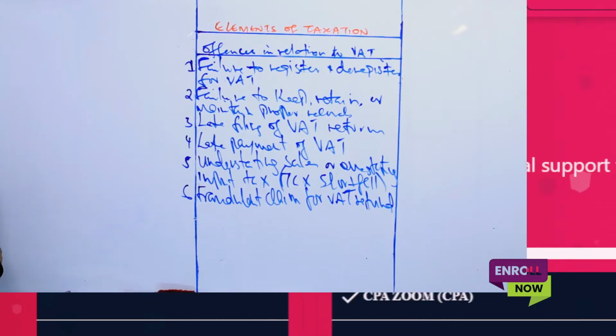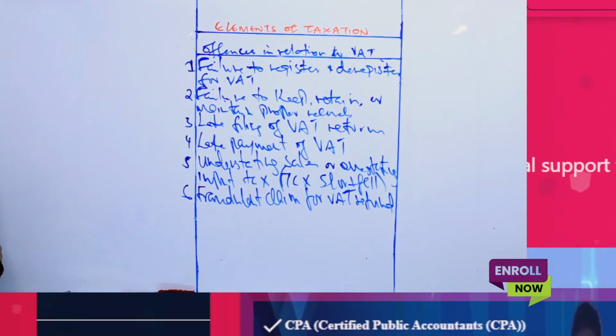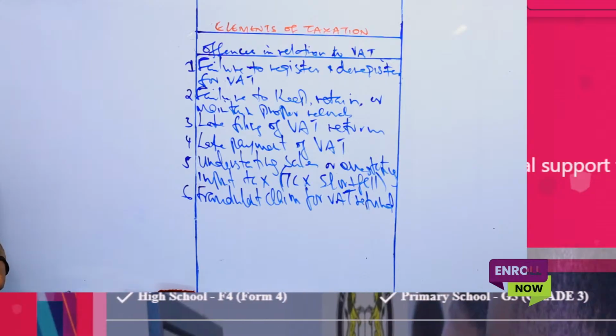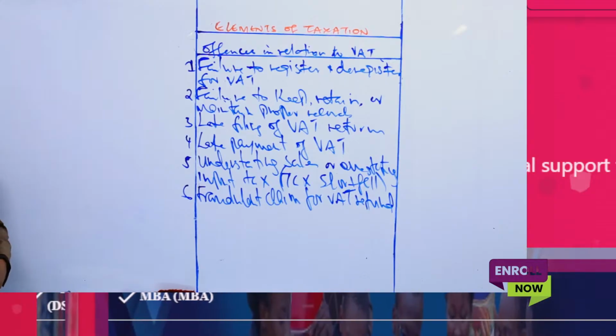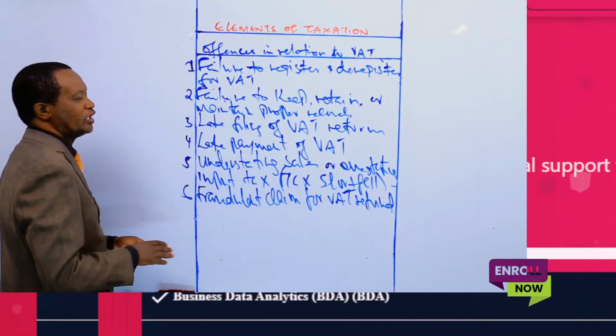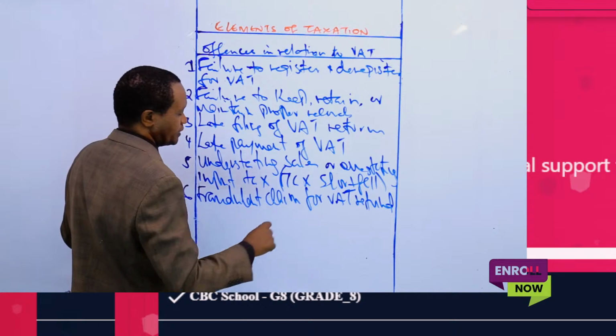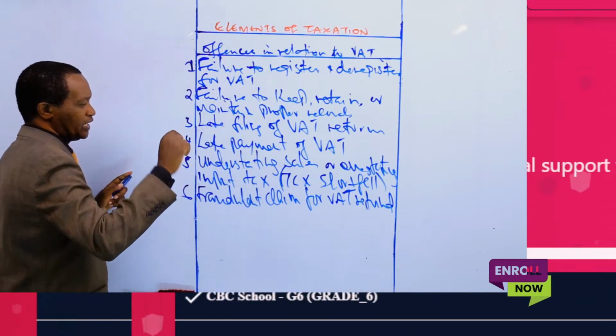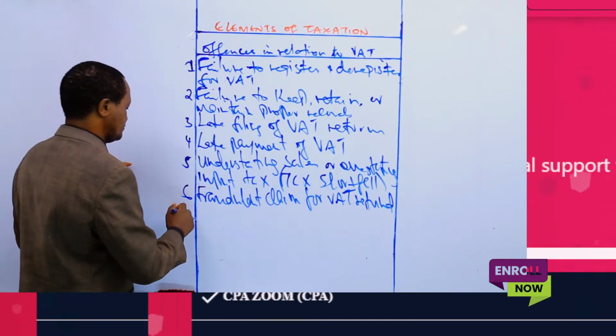The penalty is 200% of the amount of the fraudulent claim. And this penalty is generally not eligible for waiver. When you make a fraudulent claim, you will pay 200% more, 200% of the claim that you've made fraudulently.